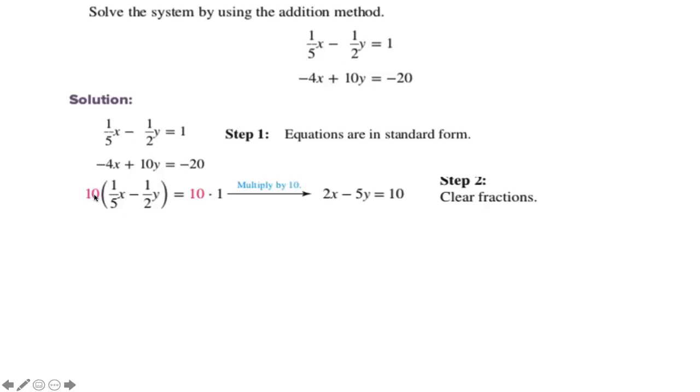So multiply the left by 10 and also the right by 10. So we do that, I get on this side 10 divided by 5 is 2x, 10 divided by 2 is 5, so you get -5y, and 10 times 1 is 10.